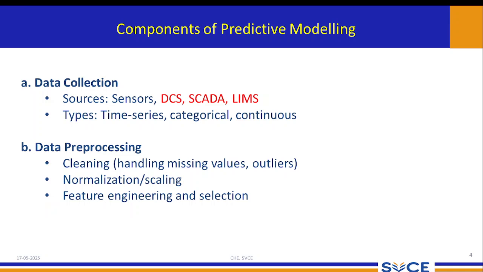So the components of predictive modeling: the first part is data collection. Coming to data pre-processing: cleaning, normalization or scaling, feature engineering and selection. For cleaning, there are outliers, which are points that deviate from the normal values, and missing values. These are part of data pre-processing, which is also part of predictive modeling. Normalization and scaling I already discussed in the previous lecture. Feature engineering and selection we have also studied in the previous lecture.